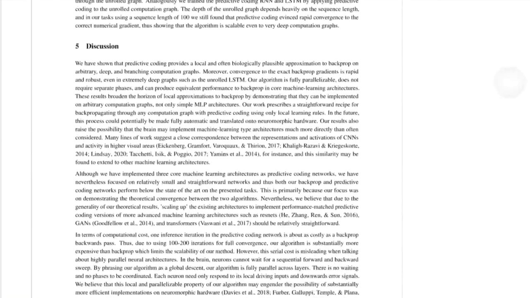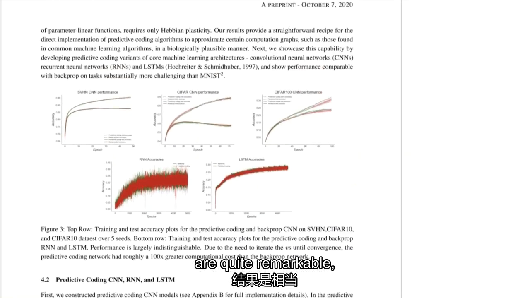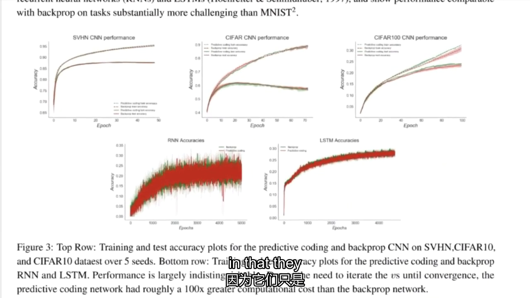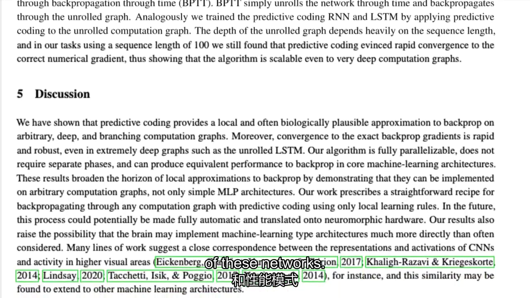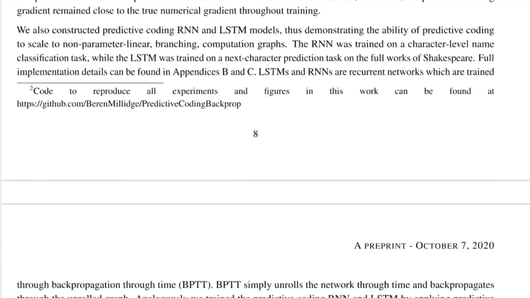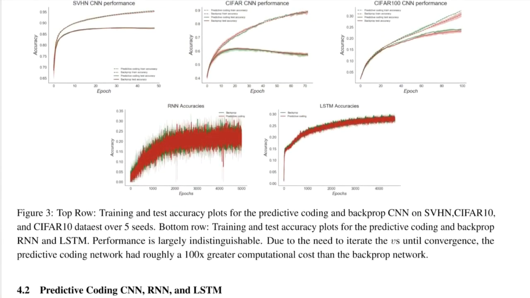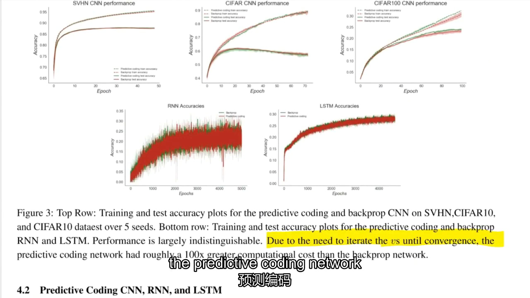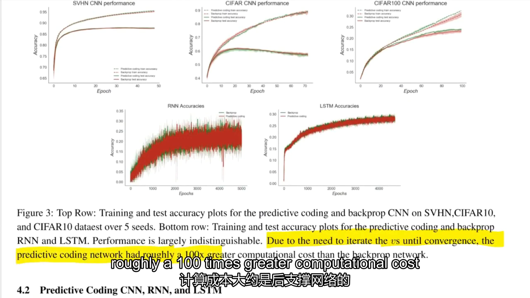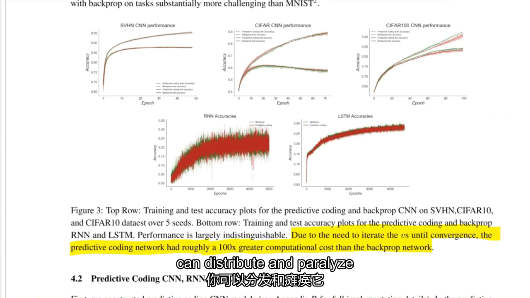Okay, so they also do this for, as I said, CNNs, RNNs, LSTMs, and the results are quite remarkable, I think, in that they just follow the same accuracy and loss and performance patterns of these networks. That's pretty cool. The downside, of course, is that they are way smaller. They're way slower. And they say this sometimes. Due to the need to iterate the V's until convergence, the predictive coding network had roughly a 100 times greater computational cost than the backprop network. Though they say this is a bit misleading because you can distribute and parallelize that.